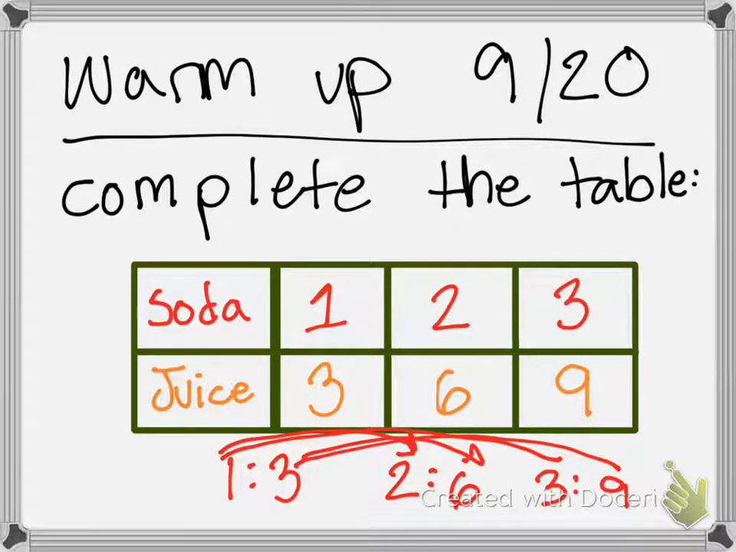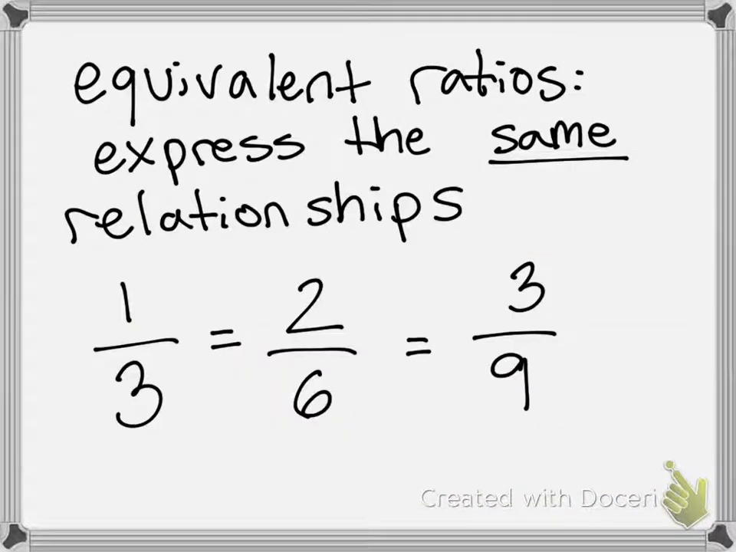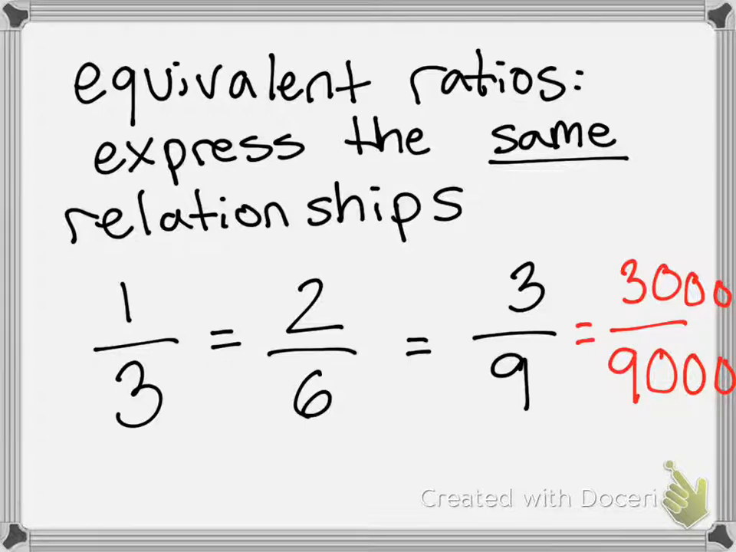This is just ratio tables. It's exactly what we've been doing. It's very similar to unit rates. It's very similar to all of our rates. So exactly. Here, equivalent ratios express the same relationship. For example, if we know fractions, 1/3 is the same as 2/6, which is the same as 3/9. And we can go on forever. That's the same as 30 over 90, the same as 300 over 900, 3,000 over 9,000. We can just keep going forever.